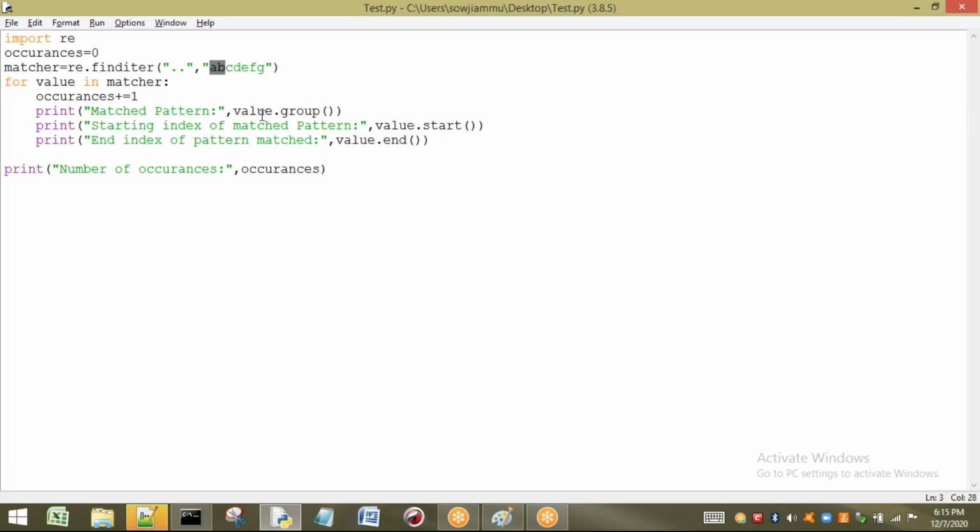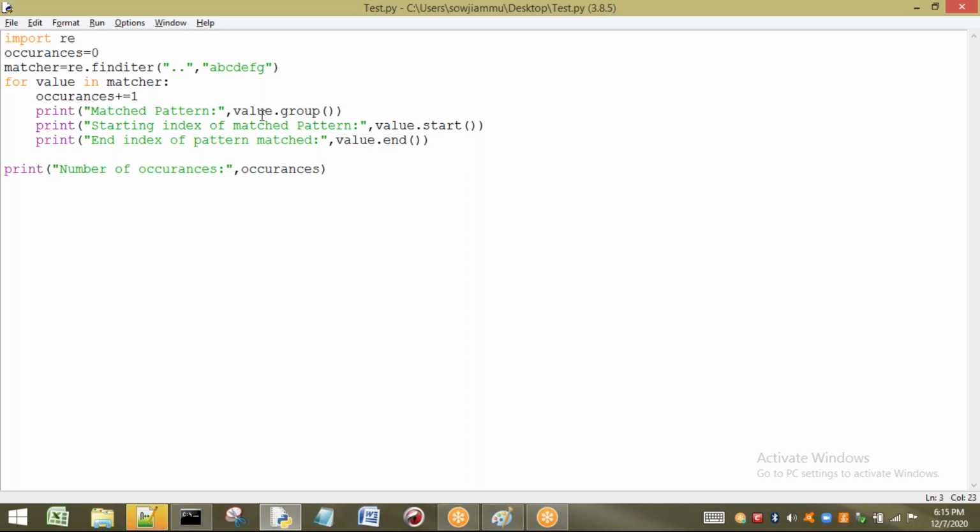So first time AB will be matched. Next time CD is going to be matched. Next time EF is going to be matched. Next time there is only one individual character, so the second character is not there, so it is not going to consider it as a match.